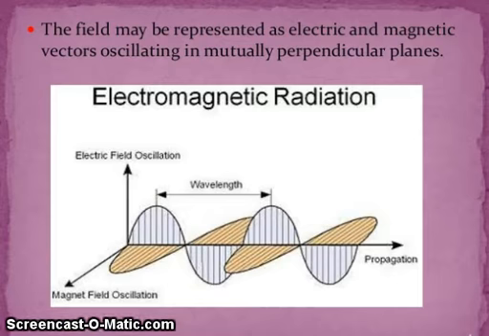Electric field oscillations and magnetic field oscillations: you can see the wavelength, you can see the progress, and you can see the magnetic field perpendicular to the electric field.